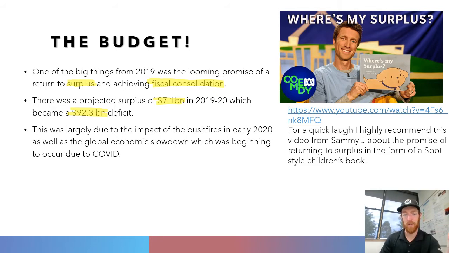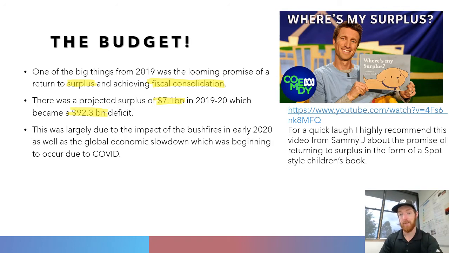This is one of the major areas where I think they could potentially ask a question like explain why the estimated budget isn't the same as the budget outcome. And then you use that example of, well, they projected a surplus of $7.1 billion, and that became a $92.3 billion deficit.